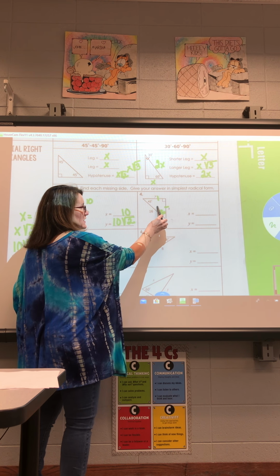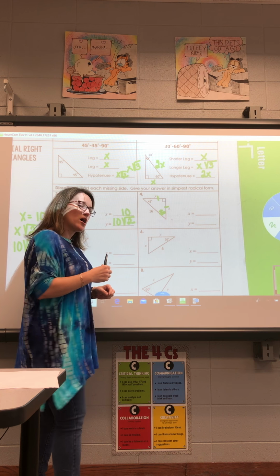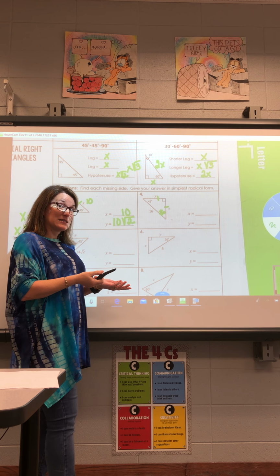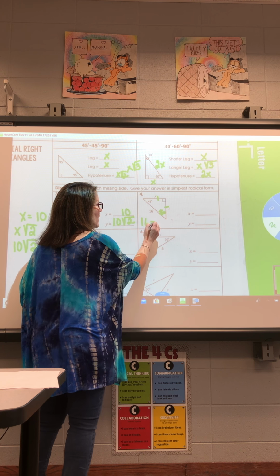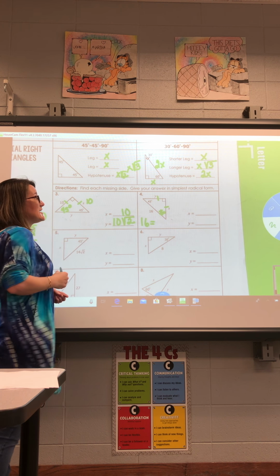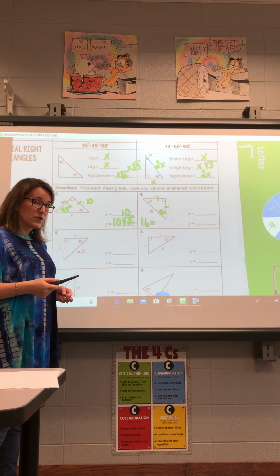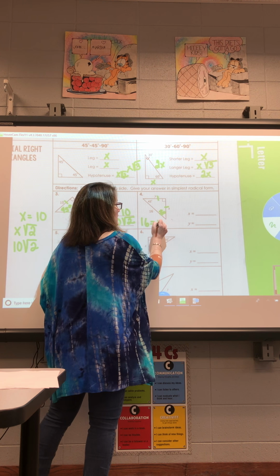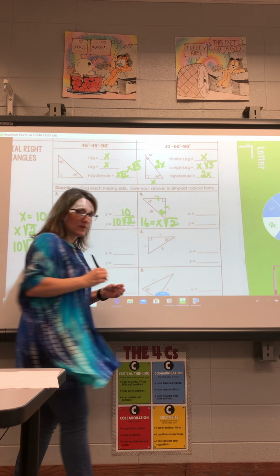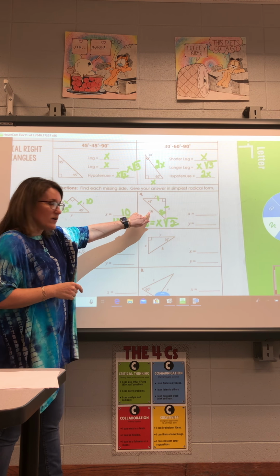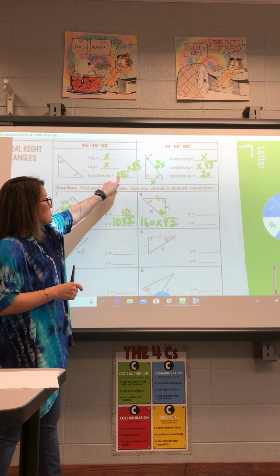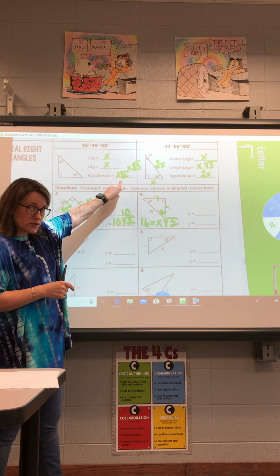Across from the 90-degree angle is my hypotenuse, which is, in this case, 16. So 16 is my hypotenuse. The hypotenuse has got to equal x square roots of 2. Everybody see how I got that? This is the value of the hypotenuse. The hypotenuse has got to equal x square roots of 2.